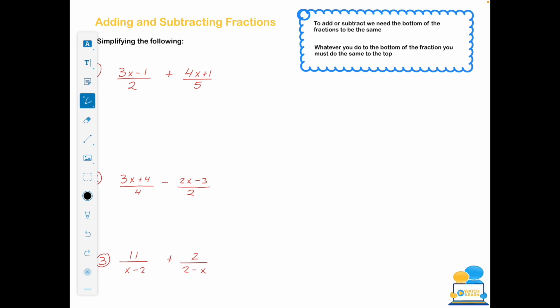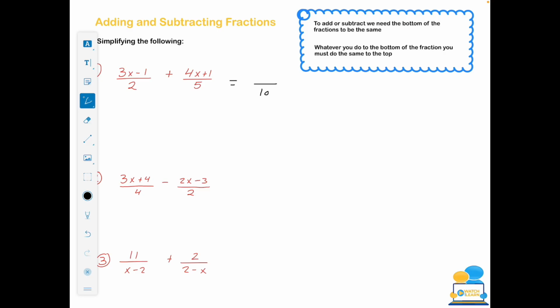So right now we have a 2 and a 5 on the bottom. That's not going to work. So what I need to do is think, what is the lowest common multiple of 2 and 5? So we're looking for a common denominator. What number will work for both 2 and 5? What number will 2 and 5 both divide into? They'll both divide into 10.